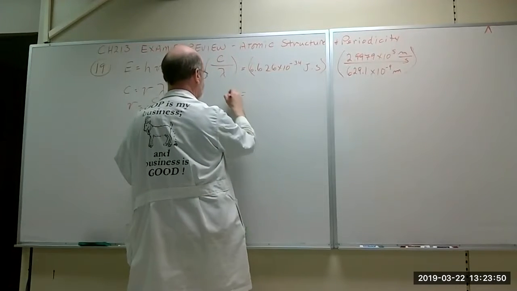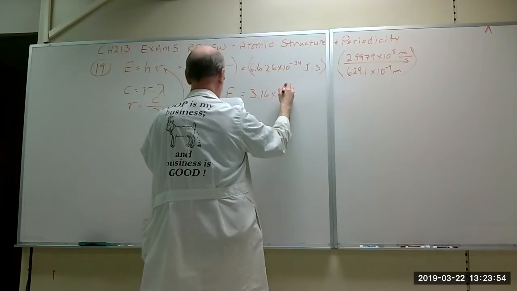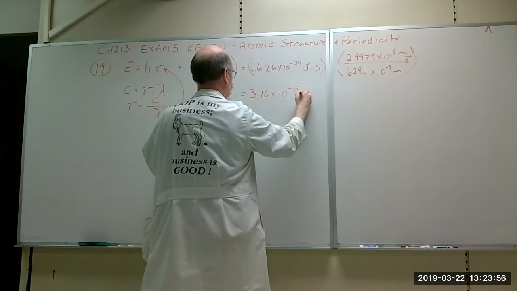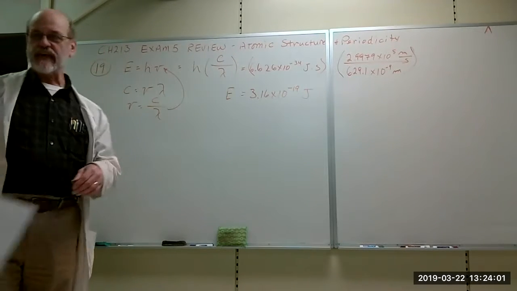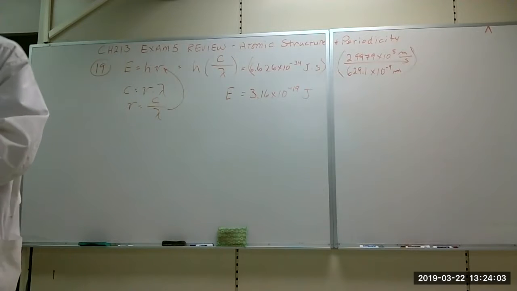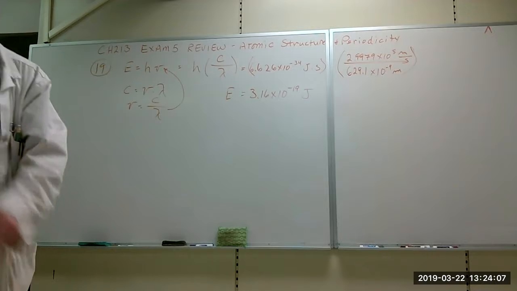And that should come out to 3.16 times 10 to the minus 19 joules. That's the energy of that transition. At that wavelength, C is another constant. C, yes, speed of light.